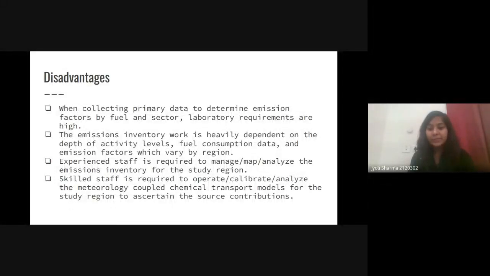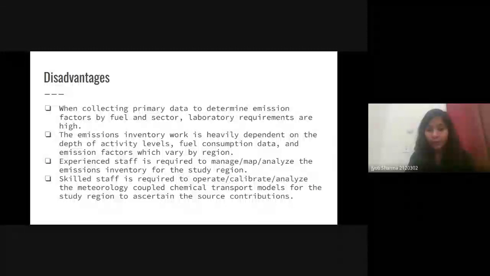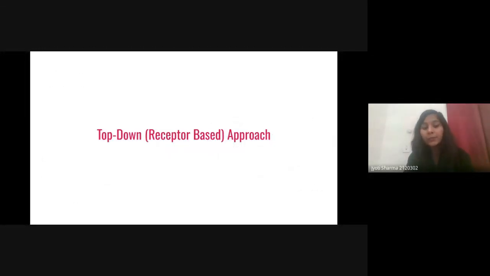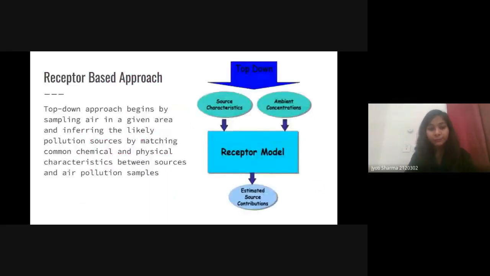So there is a high demand of manpower for conducting such a bottom-up approach. That's why we are doing the receptor-based or top-down approach. In the top-down approach, we don't need to create emission factors or emission inventories. We just have the data of air pollution in the atmosphere. From that, we try to calculate where it is coming from, what the main source of that pollution is. So this is the top-down approach.